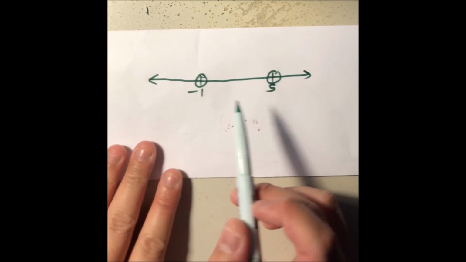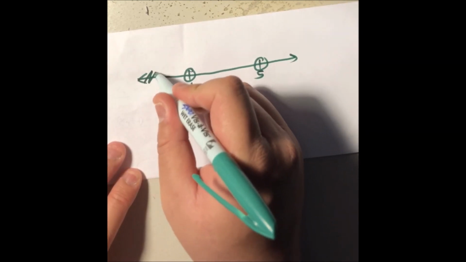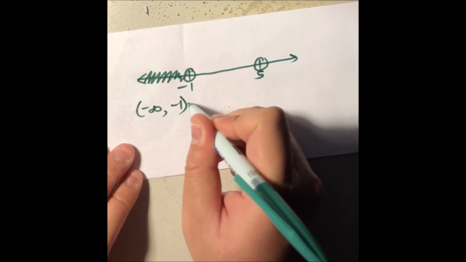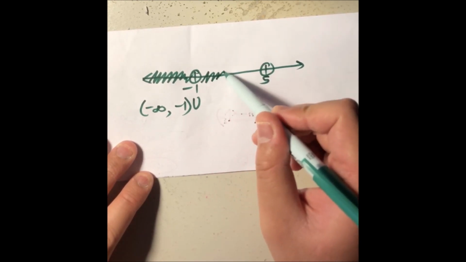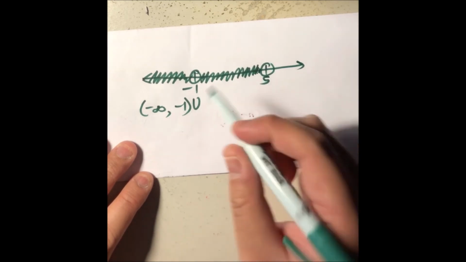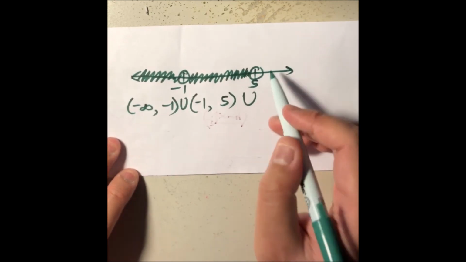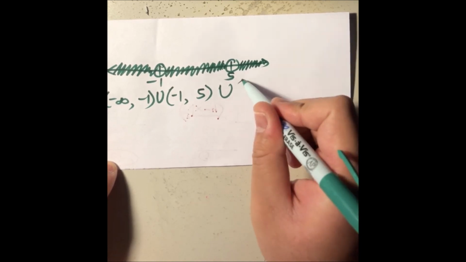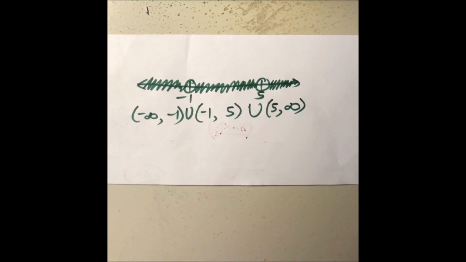Always read the number line from left to right. So we only go from negative infinity up to negative 1, but not touching negative 1. So this part is that interval. Union, or the word or, this middle part, from excluding negative 1 up to 5, but not including 5. So negative 1 comma 5. And then union again, this part, from excluding 5 all the way to positive infinity. That is the domain of g of f of x.